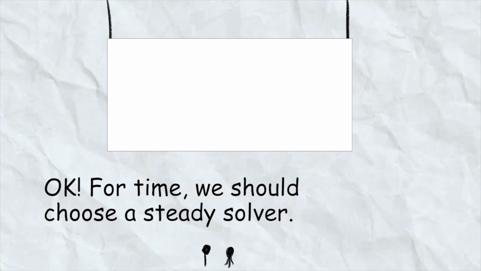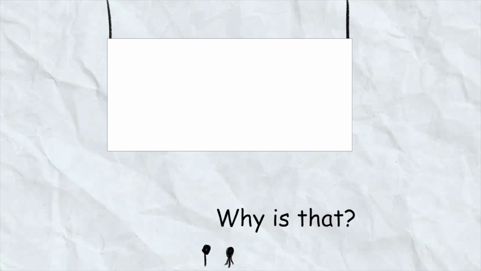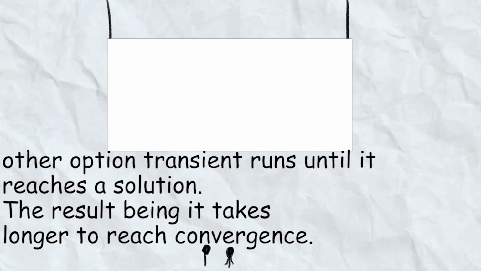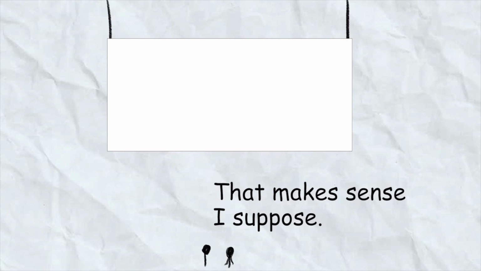For time, we should choose a steady solver. Why is that? Well, a steady solver runs for a specified number of iterations, whereas the other option, transient, runs until it reaches a solution. The result being it takes longer to reach convergence. That makes sense, I suppose.